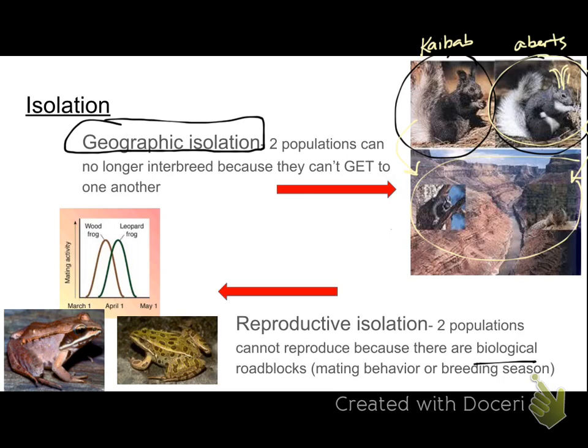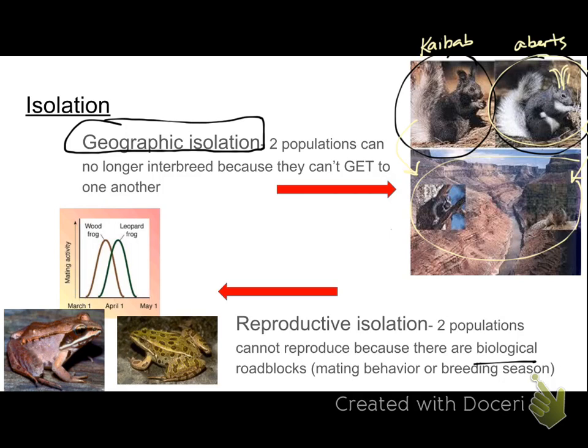Mating behavior. Birds have some really interesting mating behaviors, like males will dance or make a pretty bed for the female for her eggs. They'll do all kinds of crazy things. Male birds really are out to impress females. If you have a male bird doing something that a female bird doesn't recognize as mating behavior, she's not going to mate with him. It's a biological roadblock.